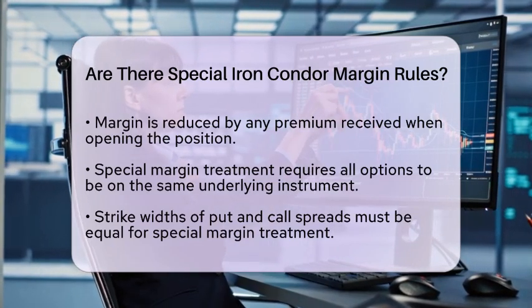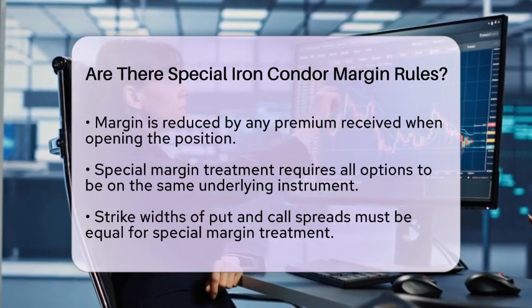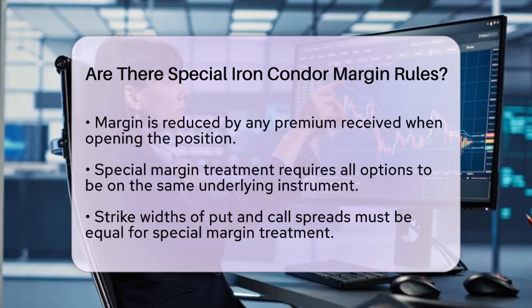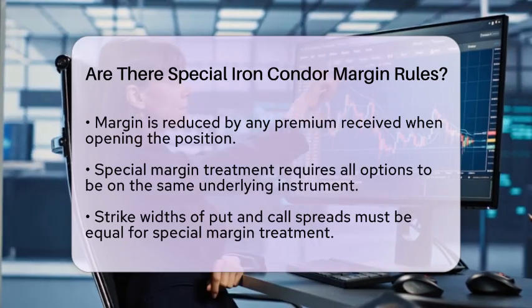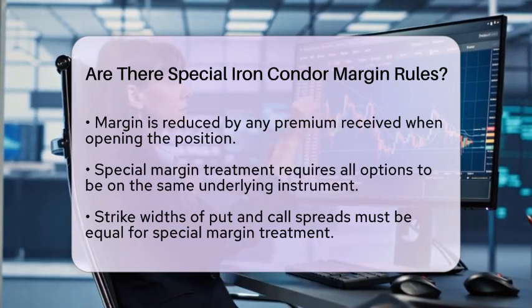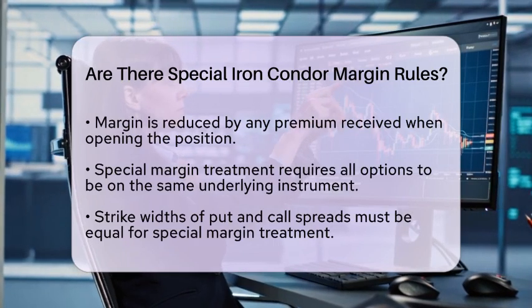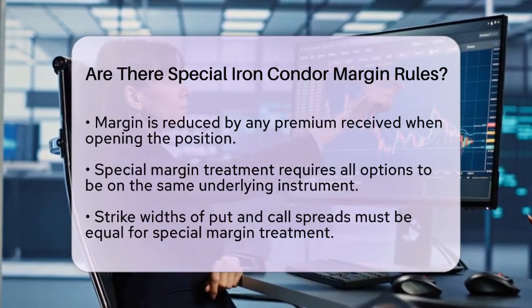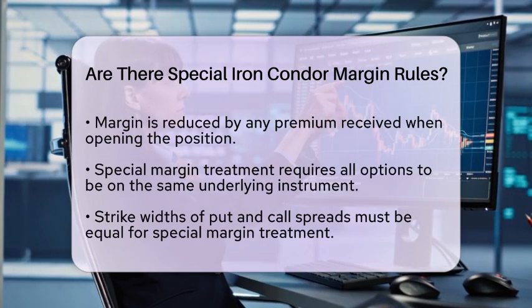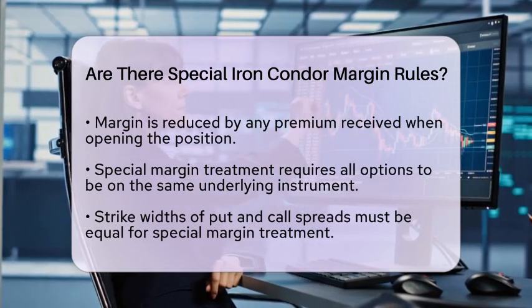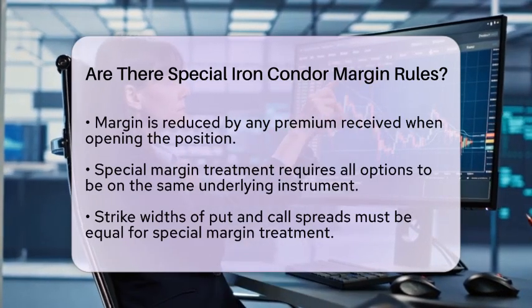Brokerage firms often use margin optimization software to minimize margin requirements by recognizing the iron condor as a single position rather than separate spreads. However, in some cases, the system might not identify the iron condor structure correctly, which could lead to higher margin requirements.